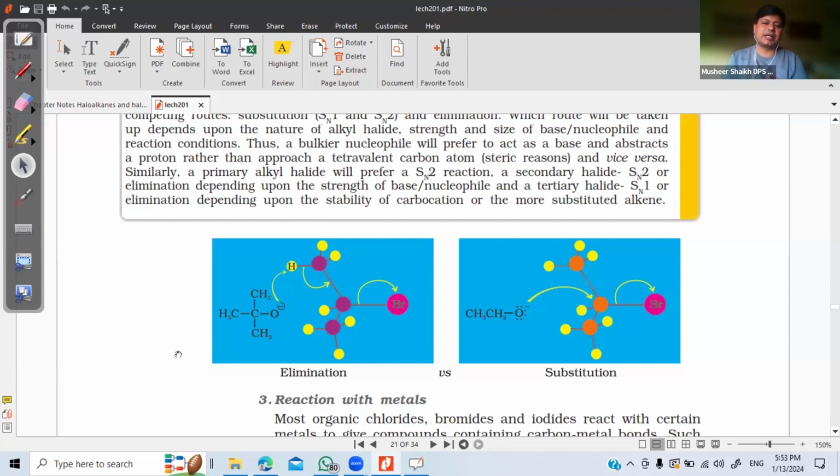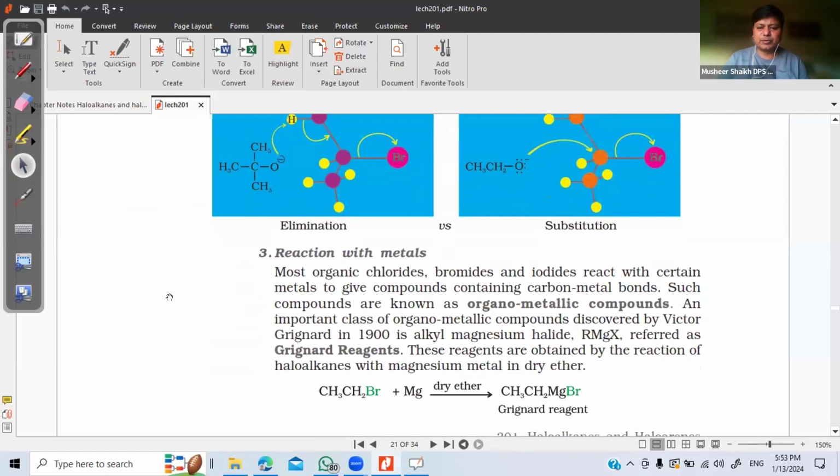SN1, SN2. So for the next class, we'll start from here, the reactivities of the alkyl halides. Okay. Is there a doubt?